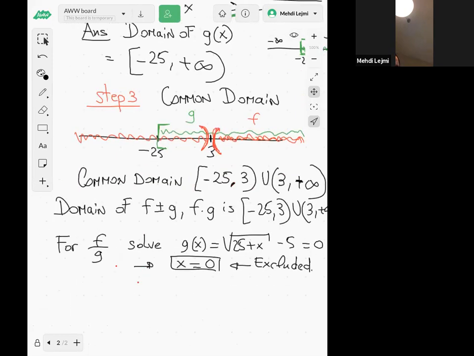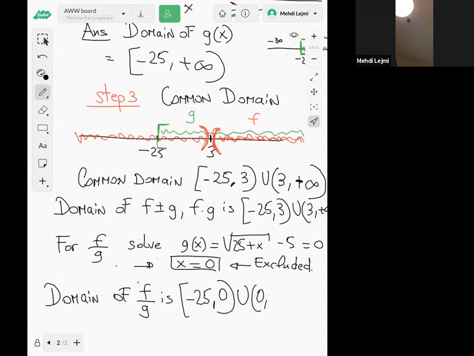So the answer for f over g, I'm going to finish with this. Domain of f over g is negative 25 included, and then we have to exclude the 0. That's where the g is 0. So 0 excluded, union 0 to 3, union with 3 to positive infinity. Okay, that's the domain of f over g.